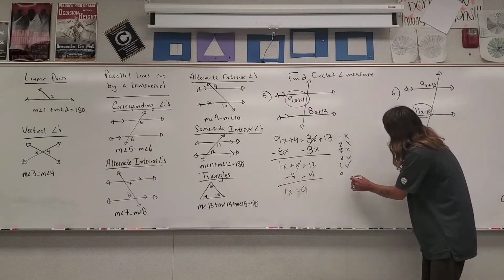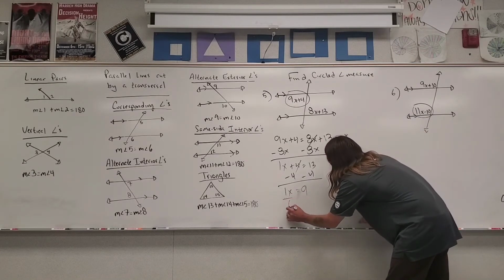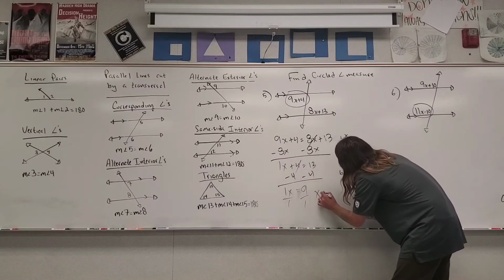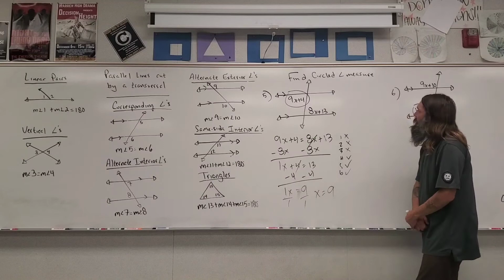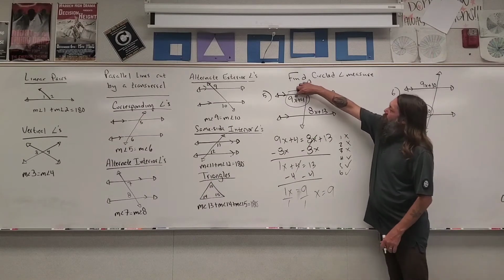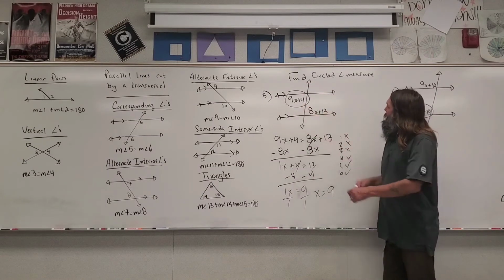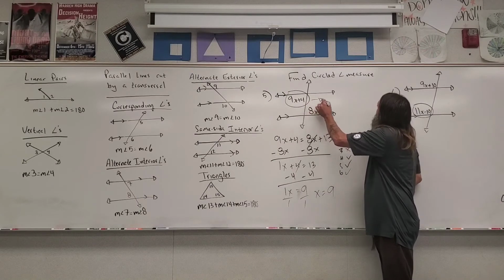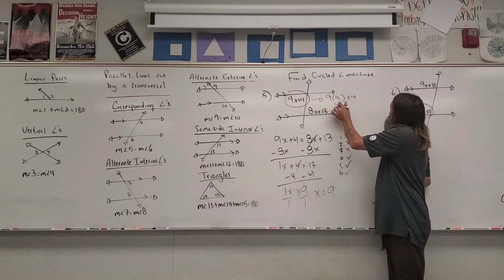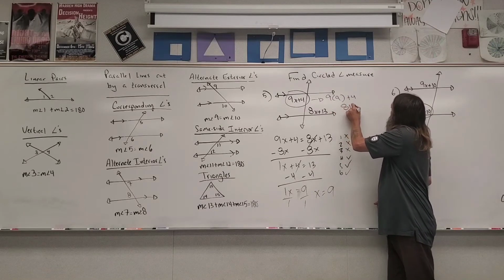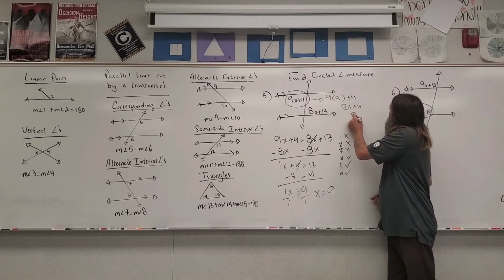Can I divide away a number? Yes, I can. Divide away the 1, divide away the 1. x is equal to 9. 1 goes into 9 nine times. All right. So I plug my x value into that expression, and I get 9 times 9 plus 4. 9 times 9 gets me to 81. 81 plus 4, that gets me to 85.